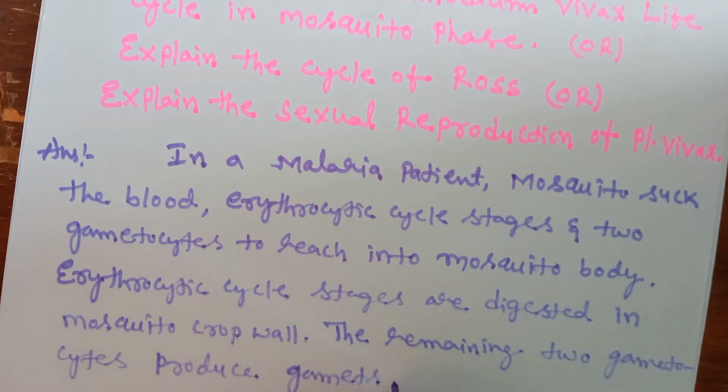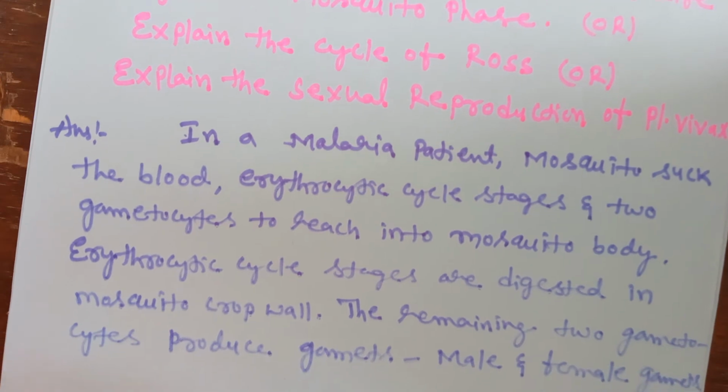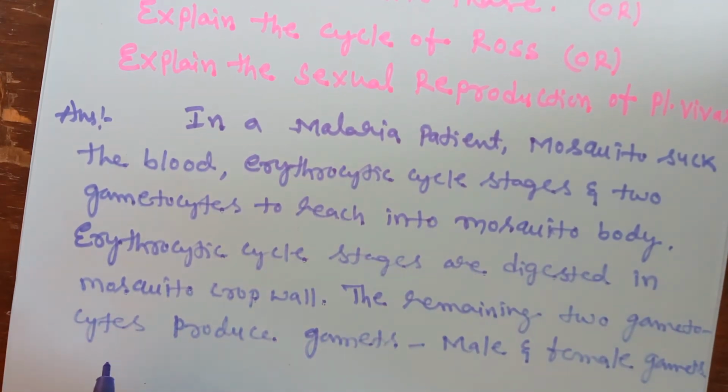The remaining two gametocytes produce gametes, male and female gametes. Further steps are fertilization of these two gametes.